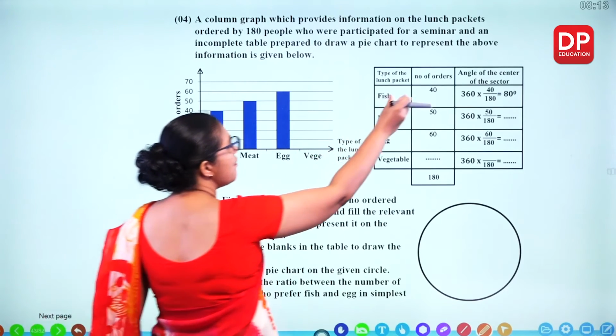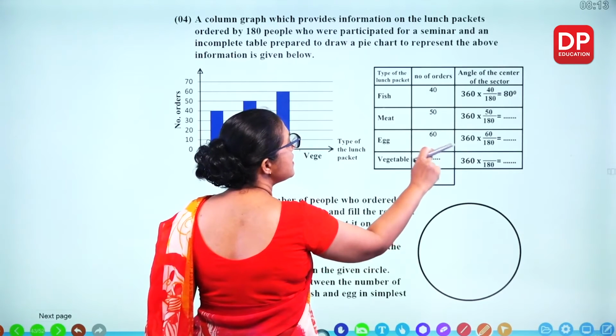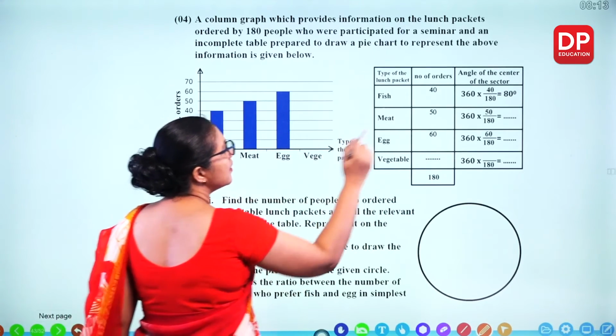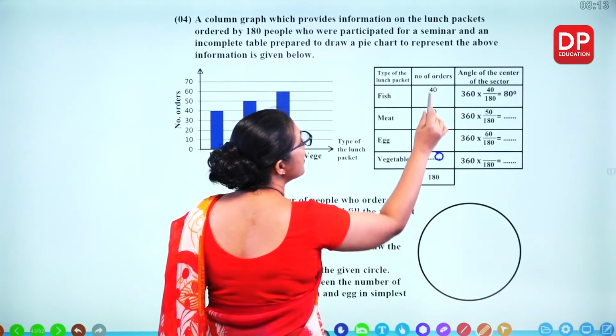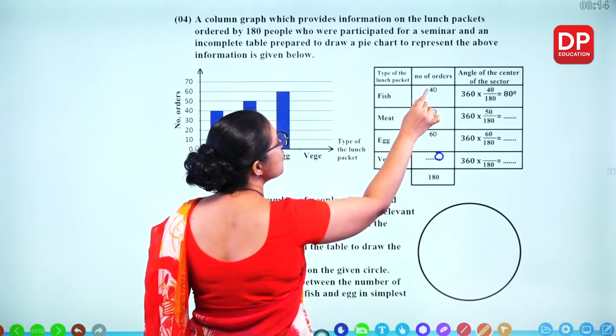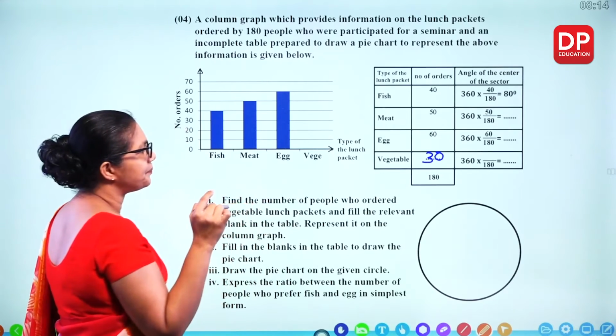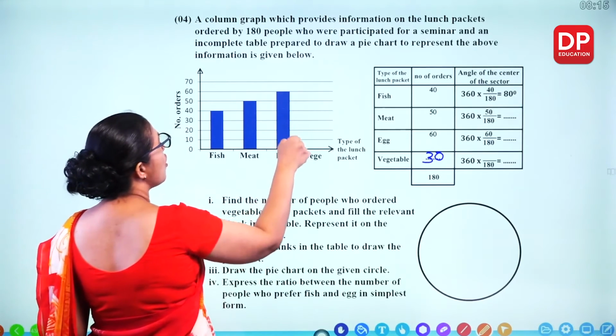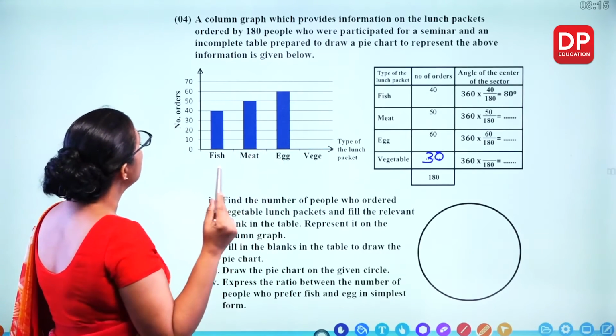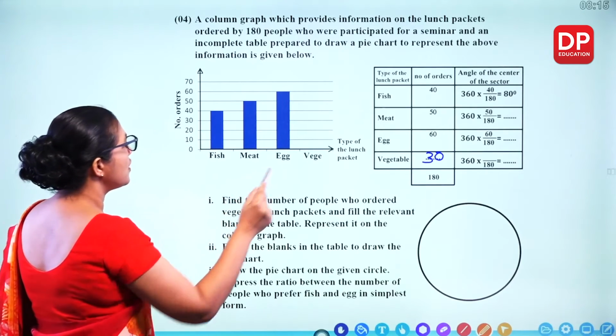So we can easily find out the total is 180. What is this part? So the remaining part comes here. 6 plus 4, 10, 15. So 3, 30 here. Now you can easily draw this bar. So we'll do that in the next page. So 30 is the answer.